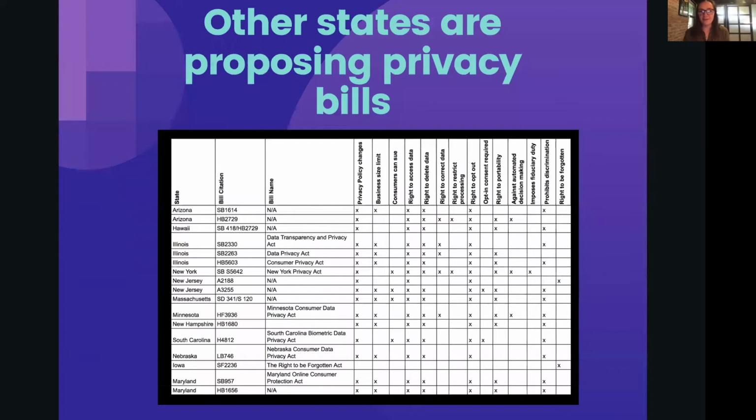Now this is a fun one. This is our state privacy bill tracker, and you can find this on our website, termageddon.com, on our blog. And basically what it is, is a grid that tracks all of the proposed privacy bills across the United States and what each of them mean and what each of them require.